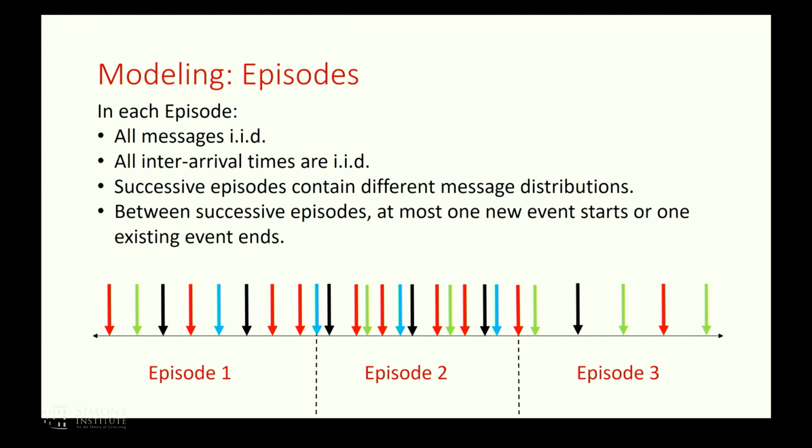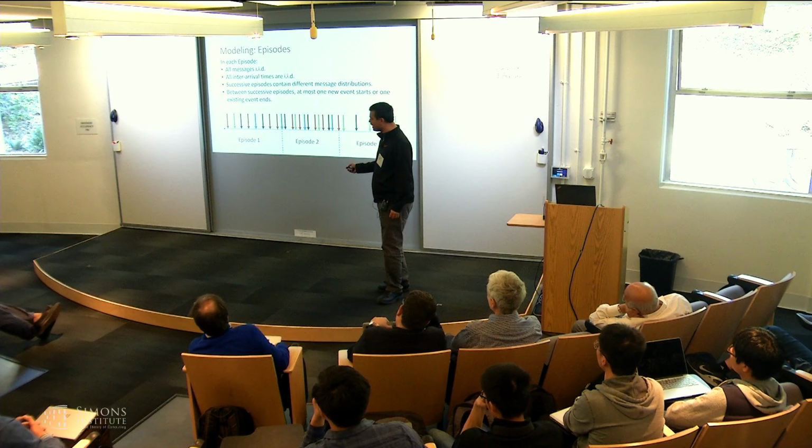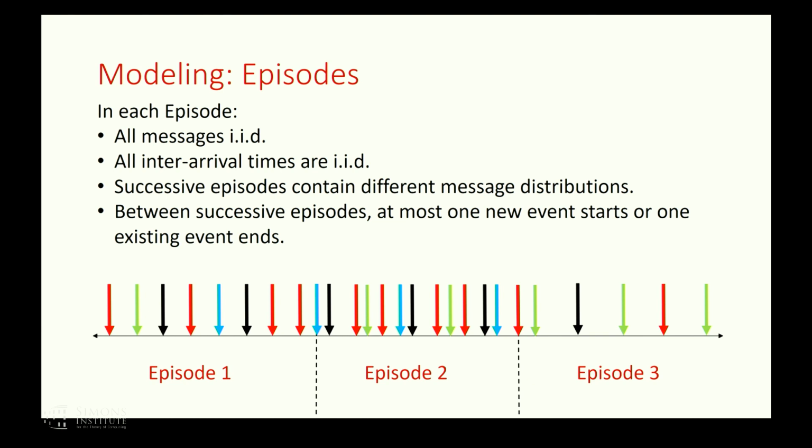Are you saying all messages are IID, all message types? The type of a message in an episode is IID? Yeah, that's right. Each message is generated according to some probability distribution, which is IID, within this episode. And then this distribution changes here. So here it might be 0.5 red, 0.25 green, and 0.25 something else, whereas here it might be different, yeah.